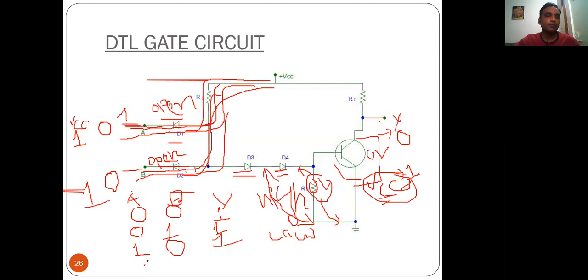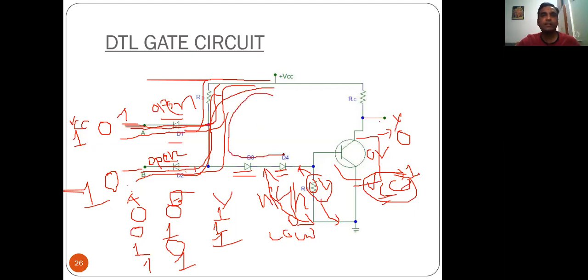Now the important combination, when both the inputs are 1, 1. So when A is 1 and B is 1, what will happen? D1 is open, D2 is open. So now there is no path for the VCC to ground through any of the inputs. So what will happen? VCC will come this way.